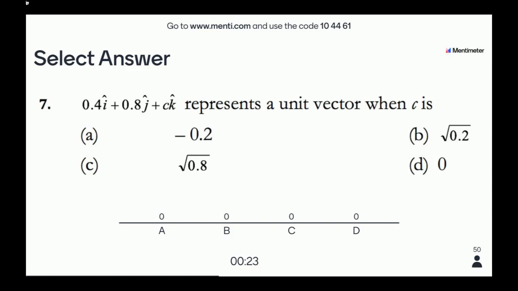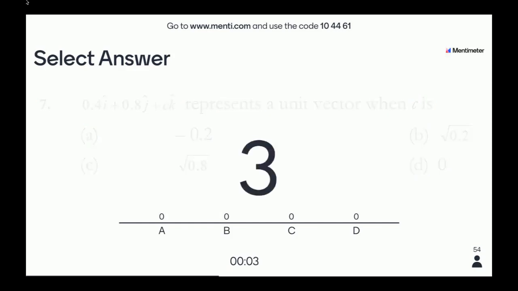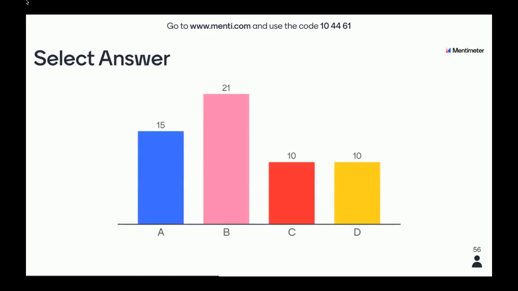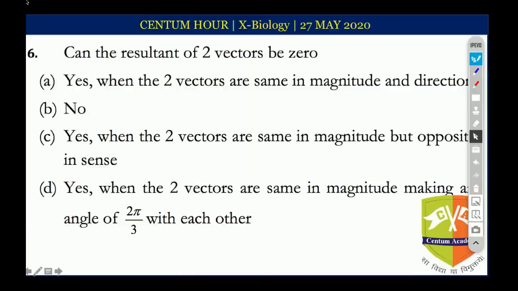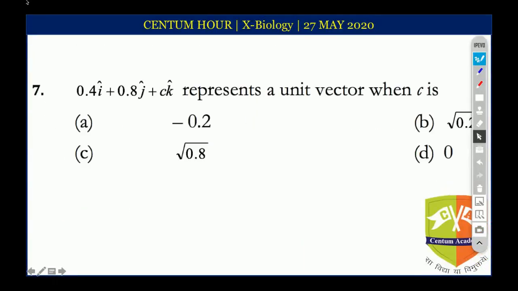Exactly. Right. Now, how will you calculate the total magnitude? You will square 0.4, you will get 0.16. You will square 0.8, you will get 0.64. You will square C, you will get C square. In order to make it a unit 1, C square should be equal to 0.20. Beautiful, 21 people only responded correctly. So the designer of the question succeeded.